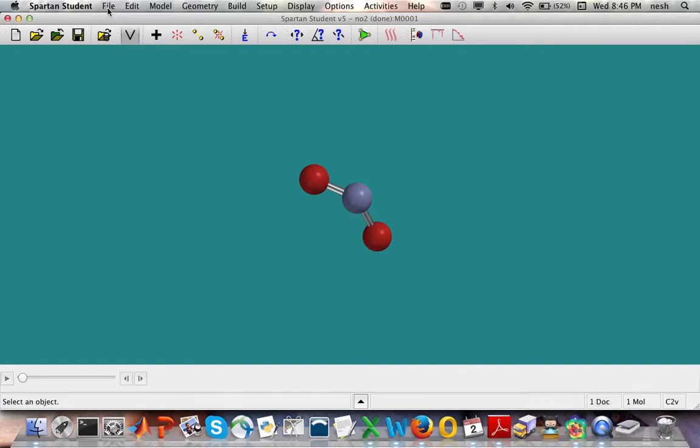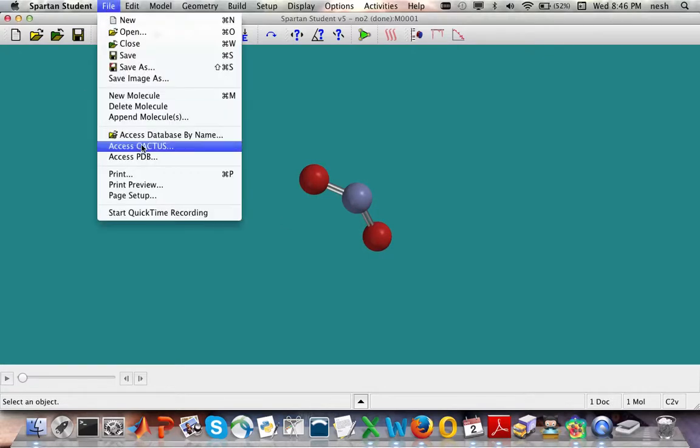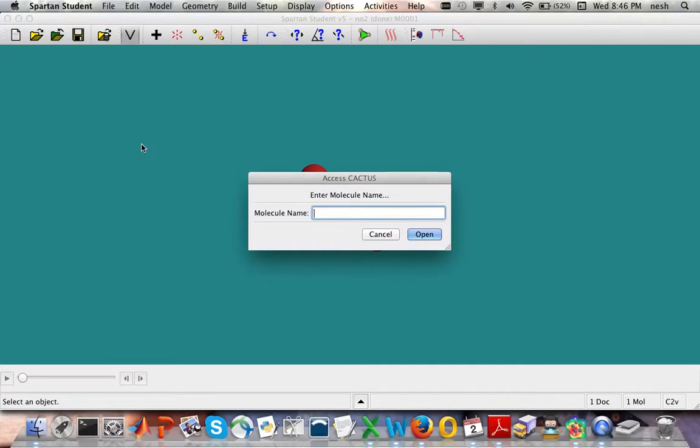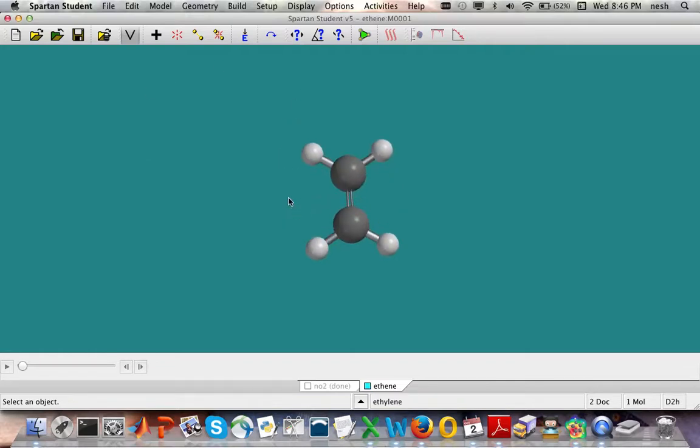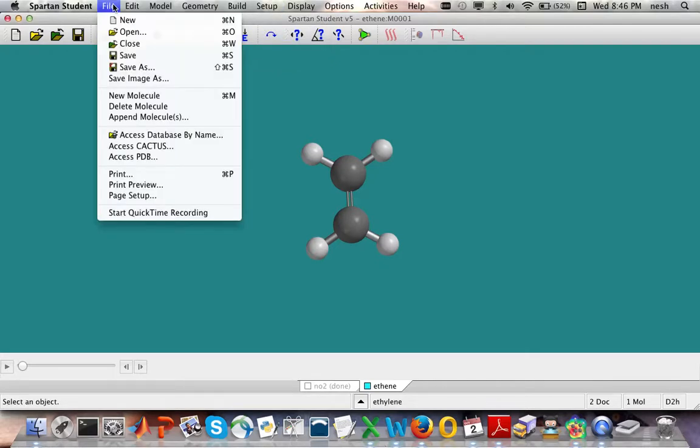Now, a number of these you'll be able to just pick up out of Cactus. So, for example, ethene. It knows about that, and so you'll be able to carry out the usual calculations at the semi-empirical level. And let's see if I can show you one more here.